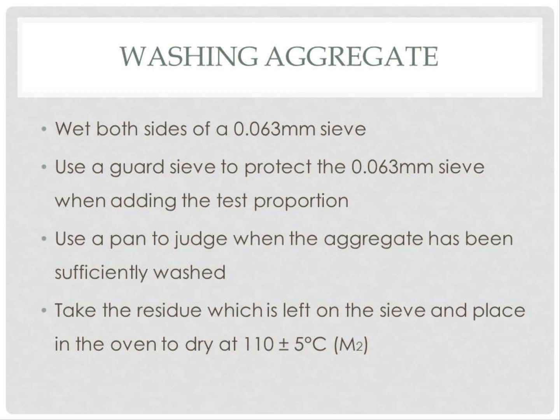Of a 63 micron sieve. Use a guard sieve to protect the 63 micron sieve when adding the test proportion. Use a pan to judge when the aggregate has been sufficiently washed. Take the residue which is left on the pan and place it in the oven to dry at 110 plus or minus 5 degrees Celsius, M2.